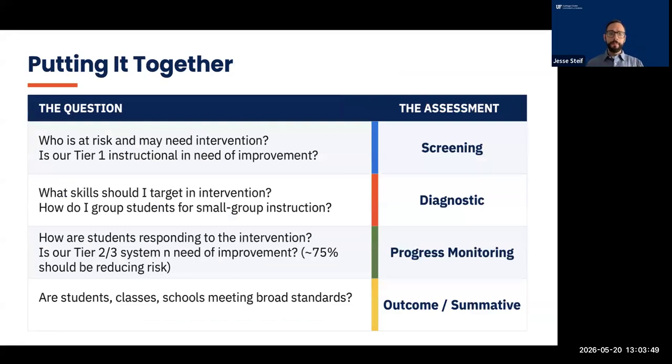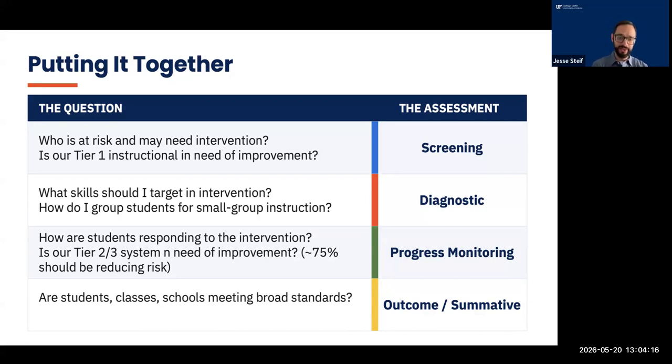So, putting it all together here, we have a summary slide here that we'll end with. I know we're a bit over time. If the question is about who is at risk and may need intervention, we look at our screening data. And when we're looking at the health of our tier one instructional system, our curriculum, our instruction, how we are implementing it, screening data is the data we look at.